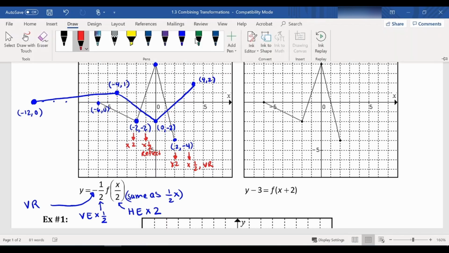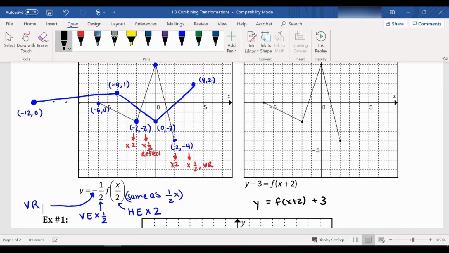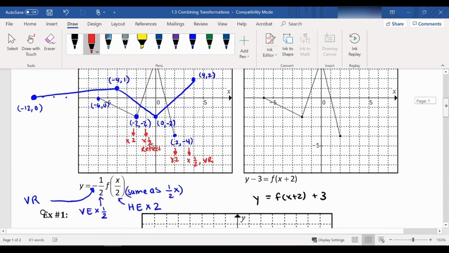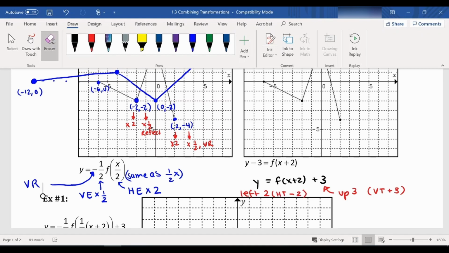My next one, I'm going to choose to rewrite it. I don't like having the 3 on that side. And so the 3 at the end here, this means up 3. Or you can say vertical translation by 3. The 2 inside the function with the x indicates left, right. Because it's a +2, this is actually going to be left 2, or you could say horizontal translation -2. Fix that arrow there.